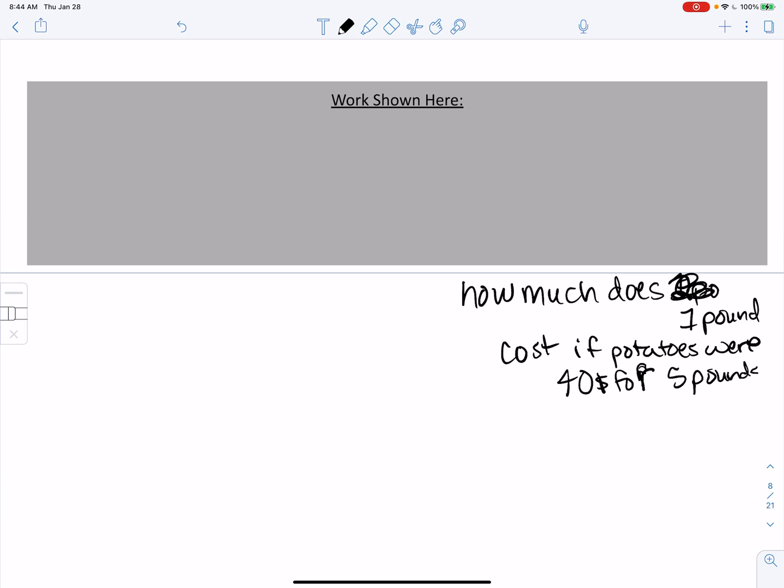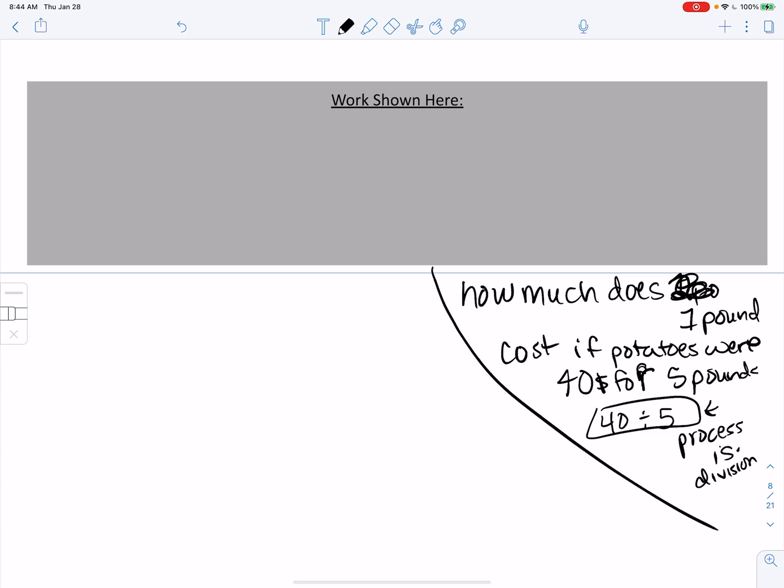So I'm thinking automatically, how much does 1 pound cost? If 40 is 5 pounds, then I'm dividing it. I'm going to do 40 divided by 5. Okay, so now I know that my process is division, so I know how to go about doing the other problems. So that's just my think. You all don't need to write that. You just need to think that so that you figure out what your mathematical process was.